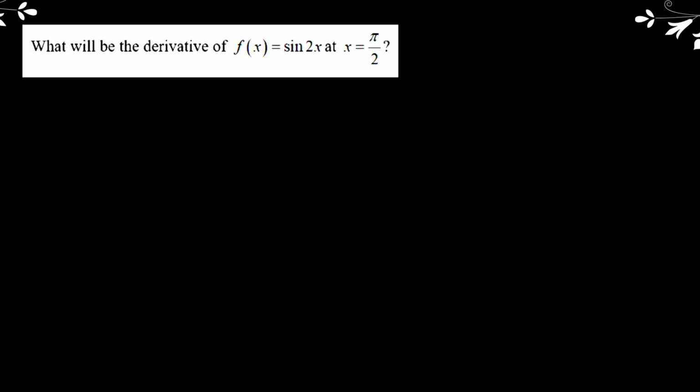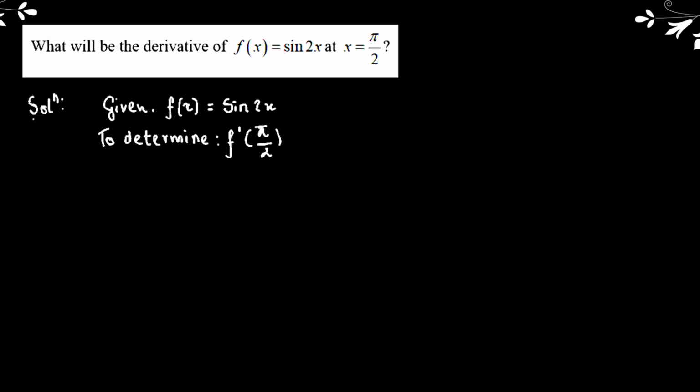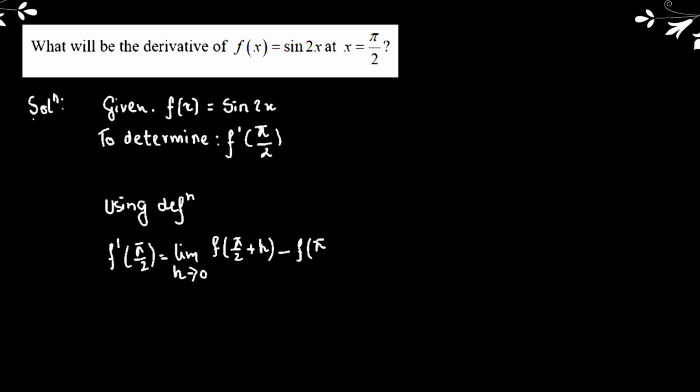Problem number 7. What will be the derivative of f of x is equal to sine 2x at x equals pi over 2? So here we are given the function f of x is equal to sine 2x. We need to determine the value of the derivative of the function at x equals pi over 2. So we are going to use the definition. So we have f prime of pi over 2 equal to the limit as h tends to 0 of f of pi over 2 plus h minus f of pi over 2, whole divided by h.